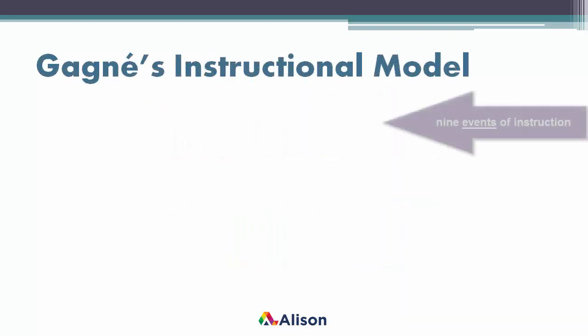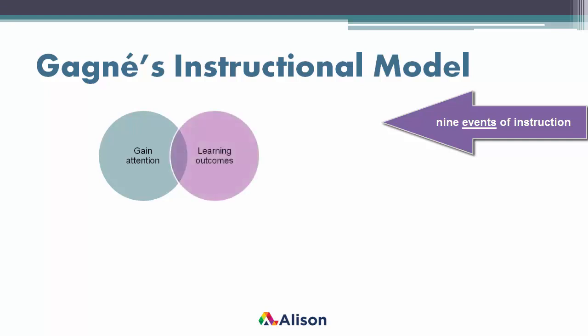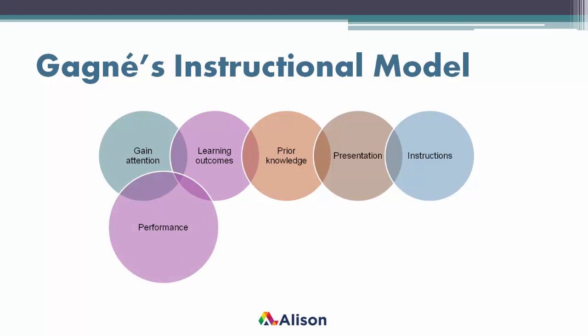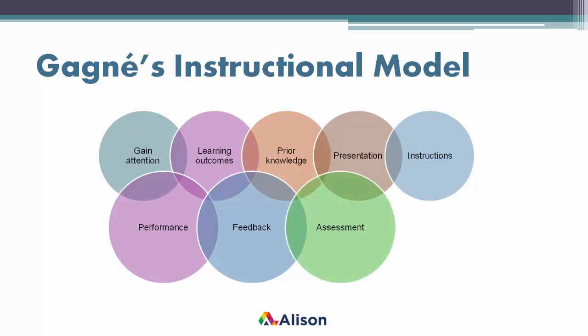The standard structure of an e-learning lesson reflects Gagne's 9 events of instruction. These are number 1, gain attention. Number 2, inform the learner of the learning outcomes. Number 3, stimulate the recall of any relevant prior knowledge. Number 4, present the material. Number 5, provide guidance or instructions for learning. Number 6, elicit performance. Number 7, provide feedback where appropriate. Number 8, assess knowledge or performance. Number 9, enhance the retention and transfer of learning.